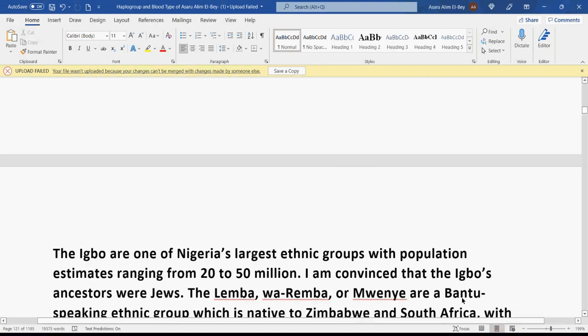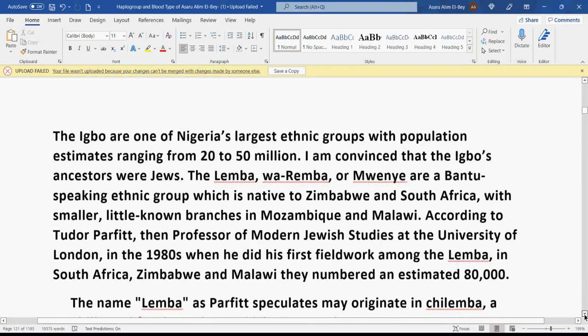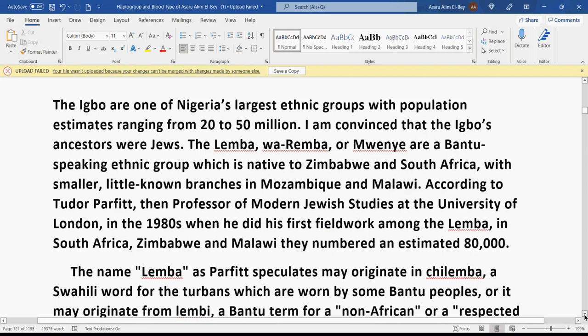So, the Igbos are one of Nigeria's largest ethnic groups with population estimates ranging from 20 to 50 million. I'm convinced that the Igbo ancestors were Jews. The Lemba, the Wariba, and the Muriya are Bantu-speaking ethnic groups which are native to Zimbabwe and South Africa, with smaller and lesser known branches in Mozambique and Malawi.